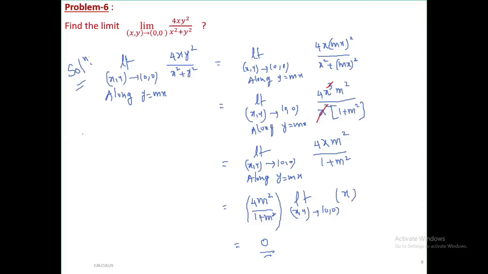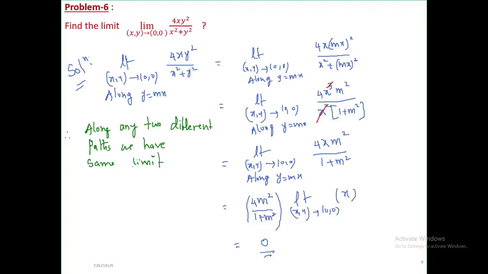So therefore the conclusion is, along any two different paths, we have the same limit.